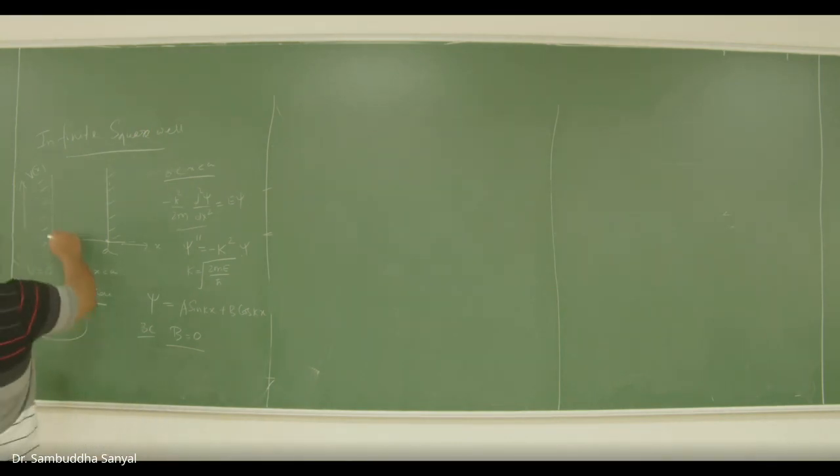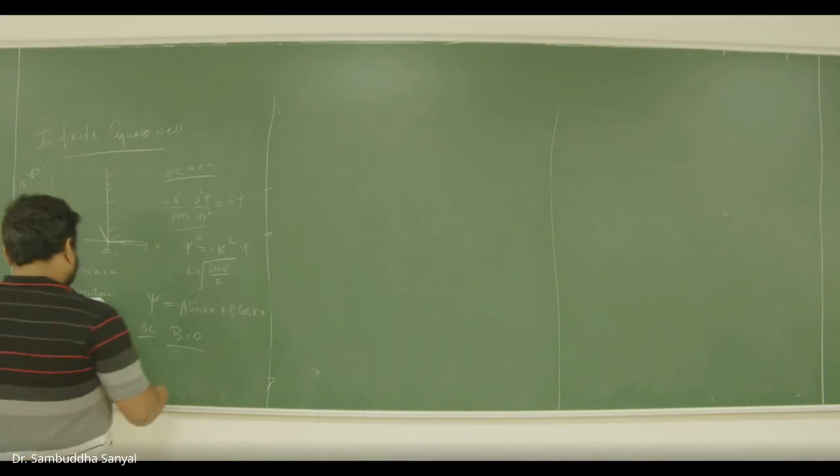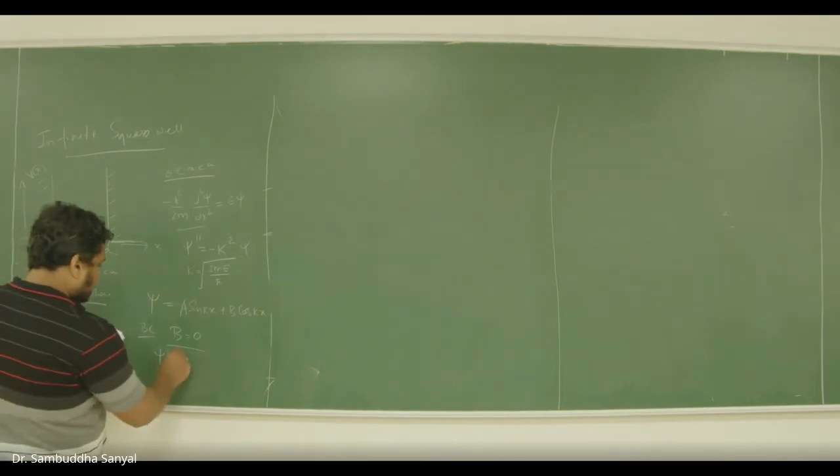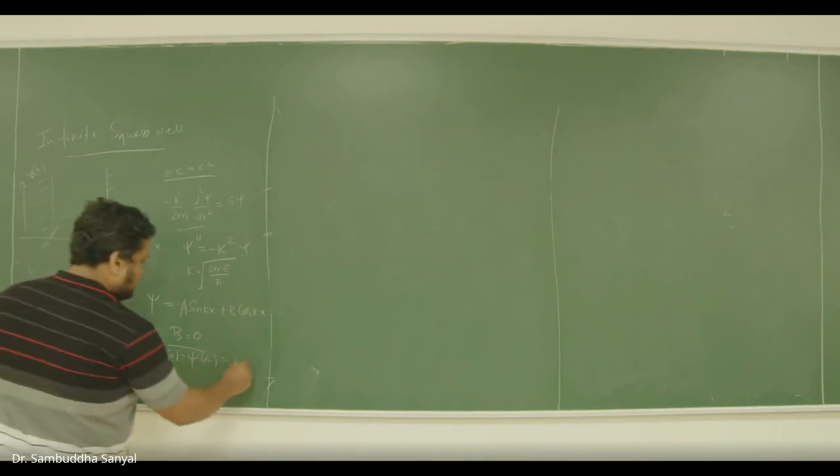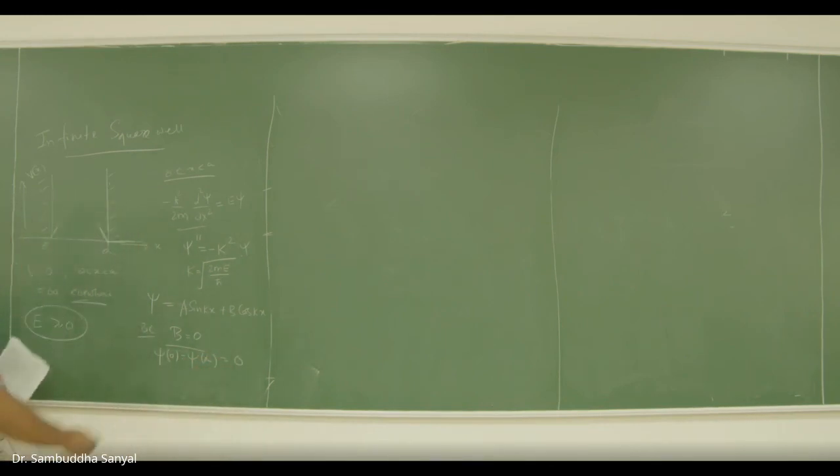So I must have a function which is like this, at least like this. In the middle, I don't know. I must have a solution of this form, which vanishes at these 2 points, because the potential is infinite there, the wave function is 0 here and here, and it can continuously match with that. So that leaves me with ψ(0) equal to ψ(a). Both are 0. So this is consistent only with B equal to 0.